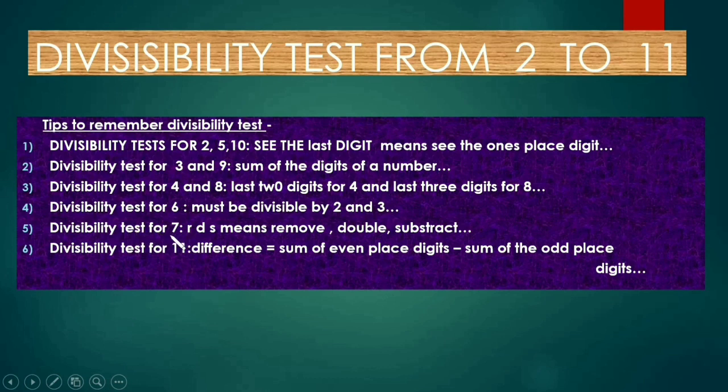Then, divisibility test for 7. For the divisibility test of 7, you have to consider RDS. What is the meaning of RDS here? RDS means remove, double and subtract. What we have to remove, double and subtract, we will learn when we perform the divisibility test. The next is divisibility test for 11. You have to find the difference of the sum of the even place digits and the sum of the odd place digits. What is the meaning of the sum of the even place digits and the sum of the odd place digits, we will learn in the video.